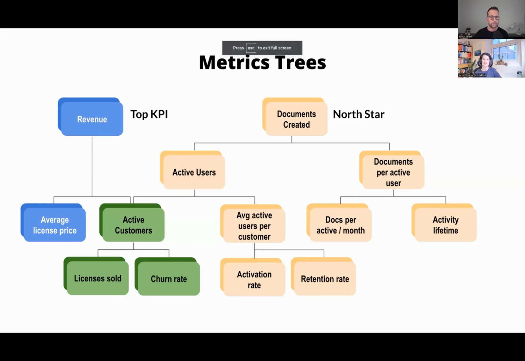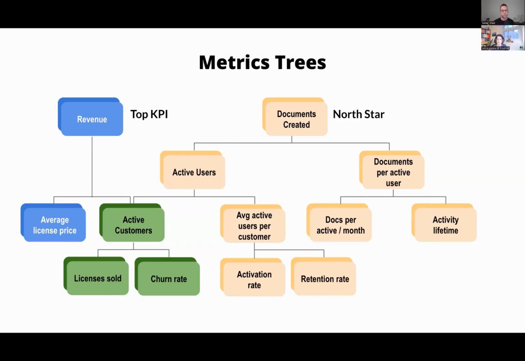So basically you have your top level metrics, usually the North Star and a top business KPI. And from those, you start breaking them down into sub-metrics, sometimes called input metrics. And then that creates a model for you to visualize how your company is growing and how you can improve and where you are underperforming.